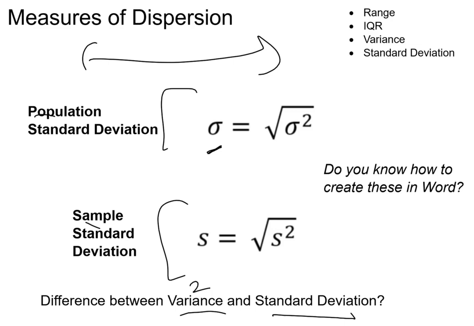Before I click over and talk about Excel, I've got this little question here to remind myself. Do you know how to create a formula like this in Word? This is going to be useful for later in this class. So let's bring up a Word document and talk through how we would create a little equation like sigma equals square root sigma squared.